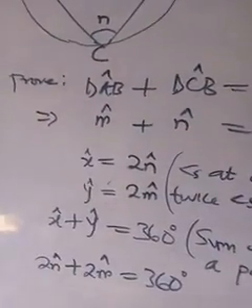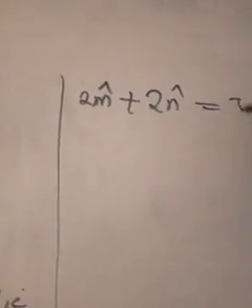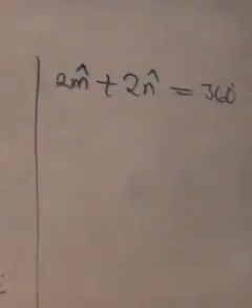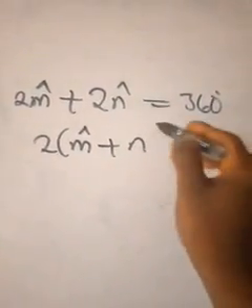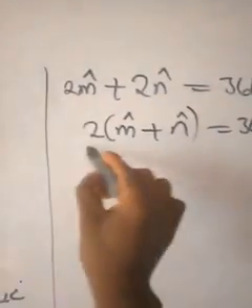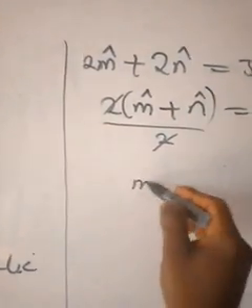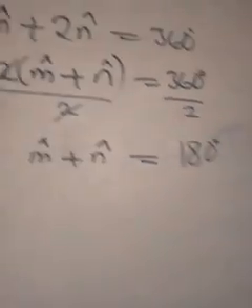This can be written as 2 angle M plus 2 angle N is equal to 360 degrees. Since it is addition, we can change the order. They can be written like this since it is addition. So 2 is common. We have 2 times angle M plus angle N is equal to 360 degrees. So if we divide both sides by 2, these 2 will remove these 2. Angle M plus angle N is equal to 180 degrees.